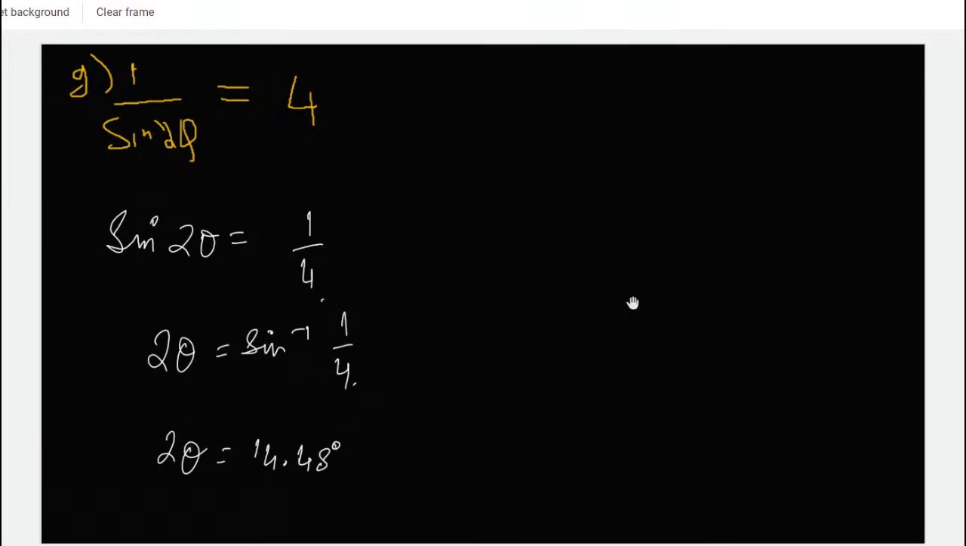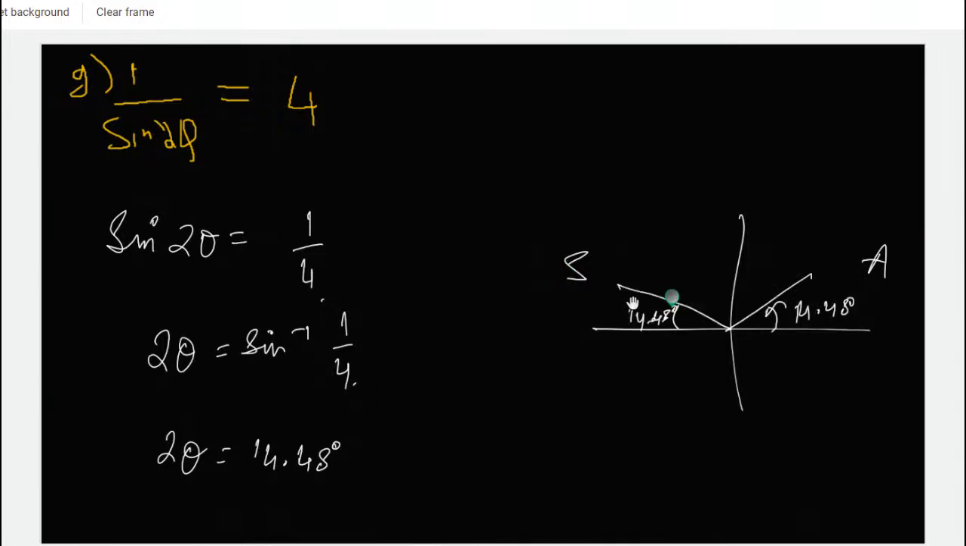So it has to be in the cos, all and sine, so it could be this 14.48 degrees. This is 2 theta, so theta would be how much? 7 point something.